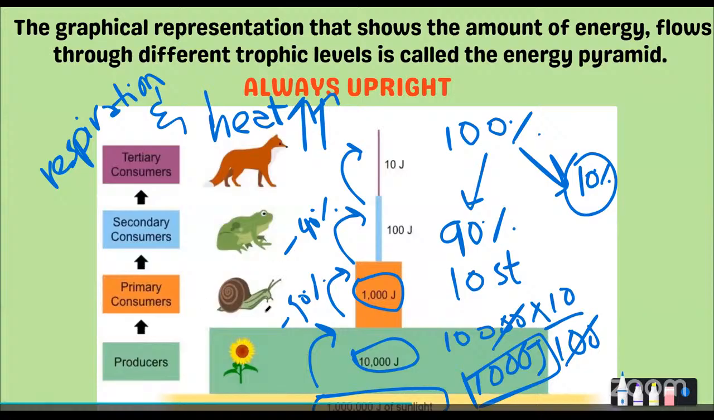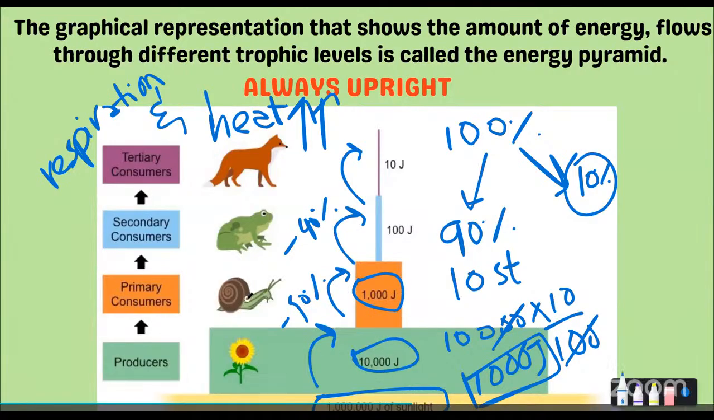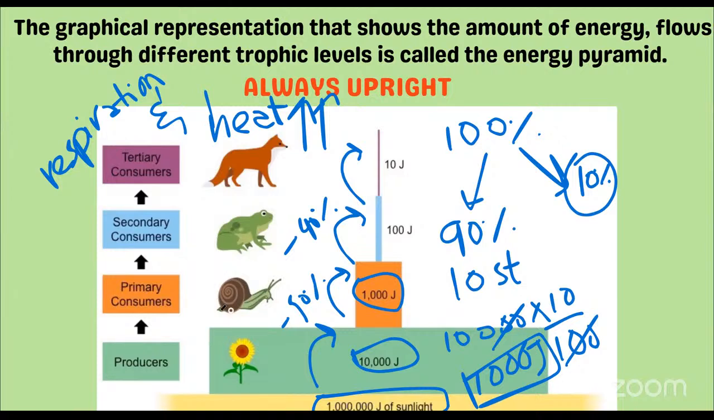So you can be the primary consumer. Now, if you consume plants, you will only get 1,000 joules energy. You're not going to get the entire 10,000, only 1,000. Therefore, if you consume plants, you can get more energy comparatively. Okay, good. So you all got that.